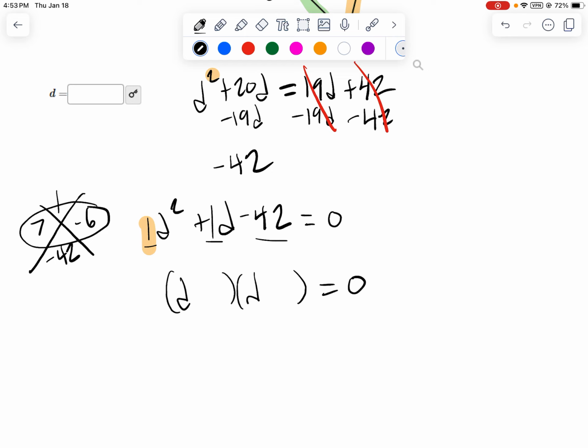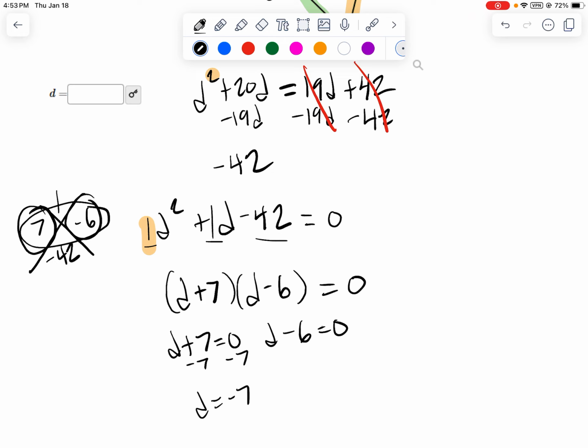Our variable is d, so we have d. First number is a positive 7, so plus 7. Next number is a negative 6, so minus 6. Order doesn't matter, you could have switched them. Then, in order to finish solving, set those parentheses to 0 and get your d alone in each mini equation. We have d plus 7, undo addition with subtraction, d equals negative 7. Same idea with minus 6, you undo that with addition. Add 6 to both sides and you get d equals 6.